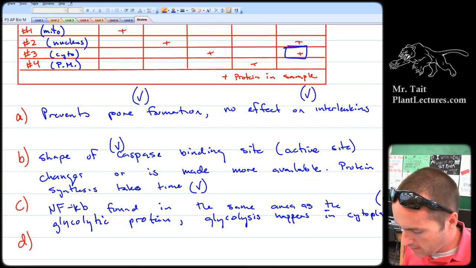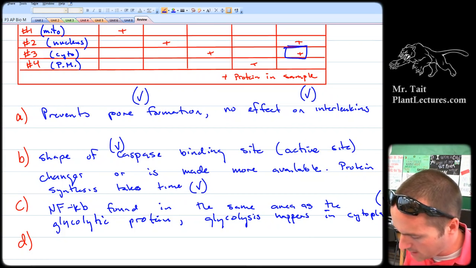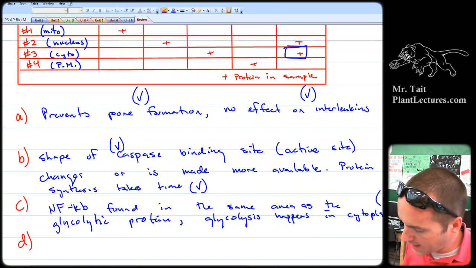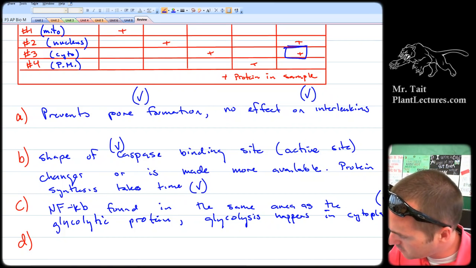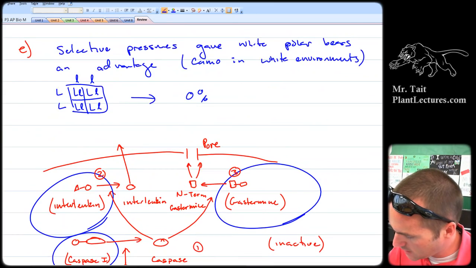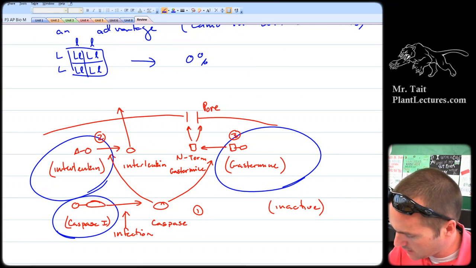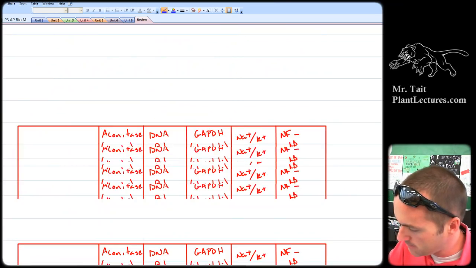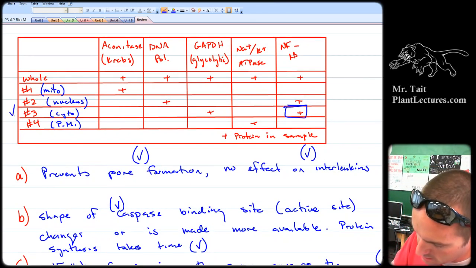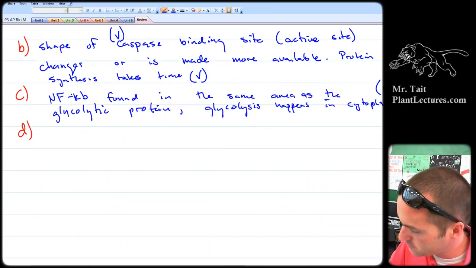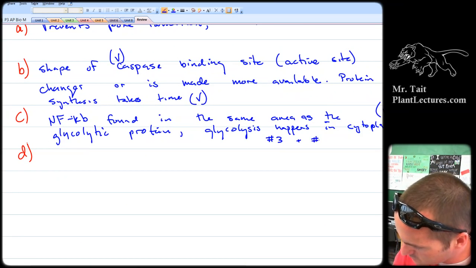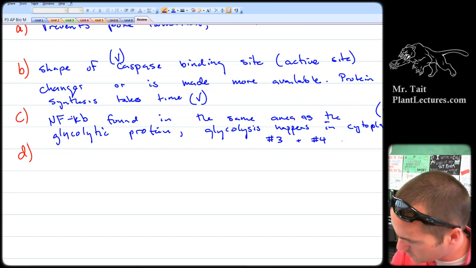Okay? And then the other thing said identify the two fractions where N-terminal gastramine is found. So N-terminal gastramine would have been found in both the cytoplasm and in the plasma membrane. So that would have been number 3 and number 4. So that would have been, check for that.